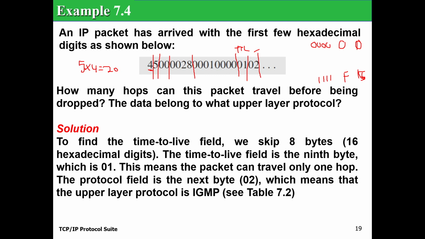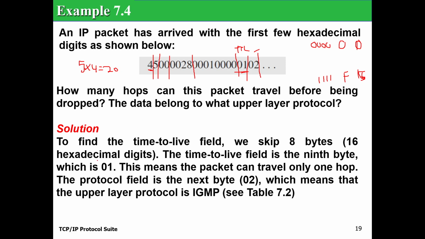So in here, they're giving you the hexadecimal. They are not giving it to you in binary, right? The IP packet has arrived with the first few hexadecimal digits as follows. How many hops can this packet travel before being dropped? Which one determines how many hops it could travel? What was the variable, what do we call it? Time to live, right? So where is time to live? It's in here. What's the value for time to live? 01. That means it will only be allowed to travel 1 hop.